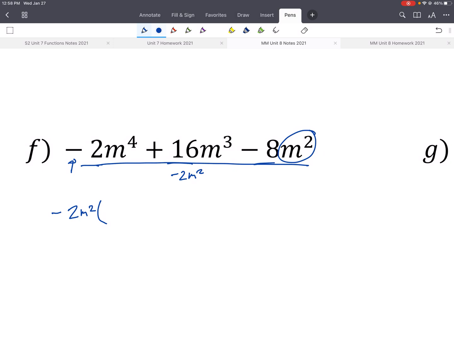So negative 2 divided by negative 2 is a positive 1. 4 minus 2 is 2. 16 divided by negative 2 gives us a negative 8. 3 minus 2 is 1. And then we have negative 8 divided by negative 2 gives us a positive 4. And m squared divided by m squared cancel. Okay.